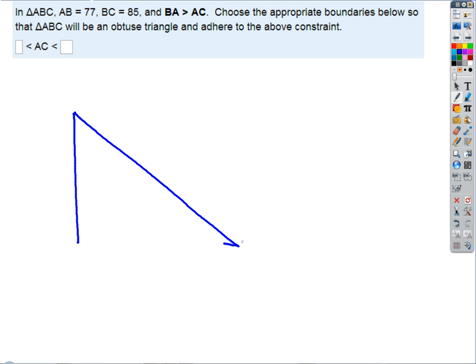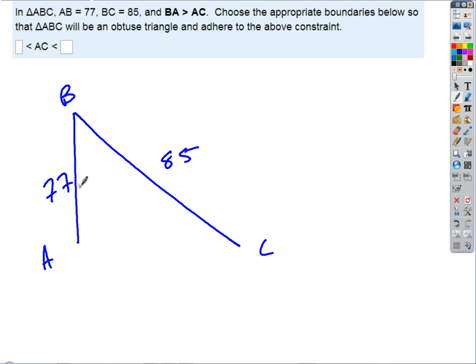we've got something like that. Let's call this the longest side BC, and this is A. BC has a length of 85, AB has a length of 77, and AC is the one that's going to be our rubber band, right? That's the one that we're going to call X.